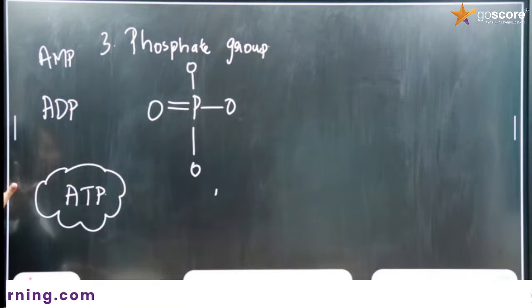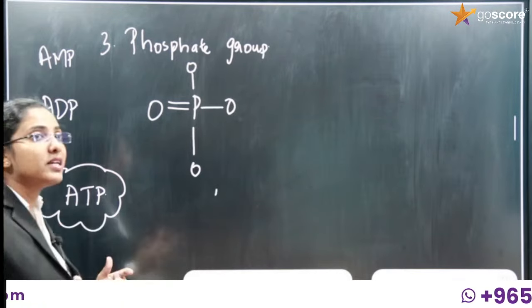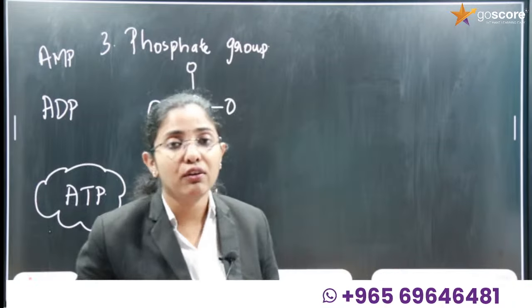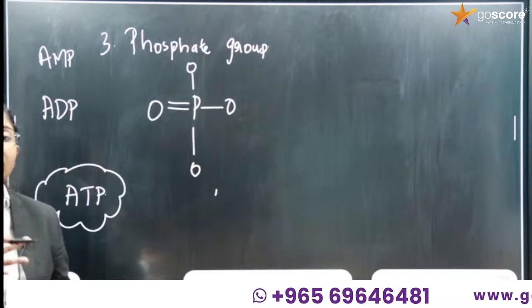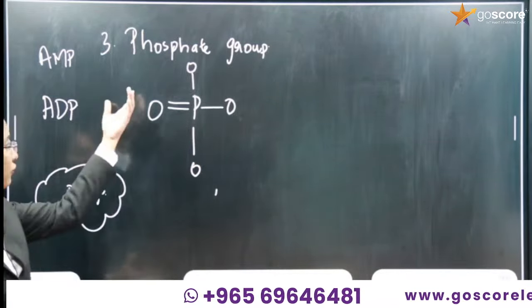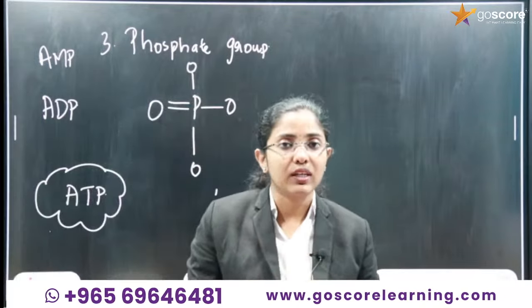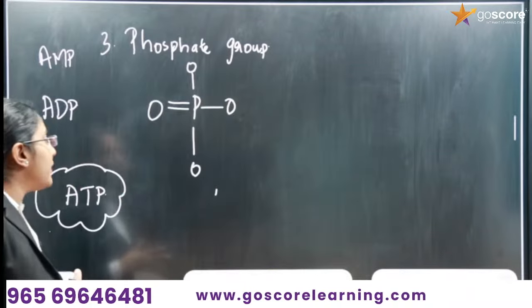In the case of DNA, this AMP is formed. Adenine is a kind of base, so if adenine is combined with this monophosphate, we call it adenosine monophosphate. We'll learn that in detail in the coming slides.